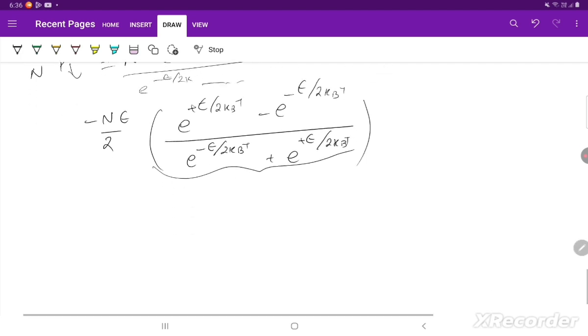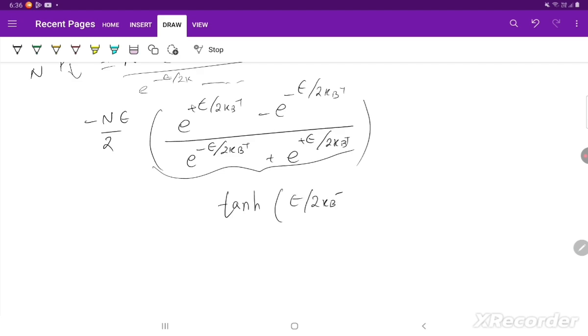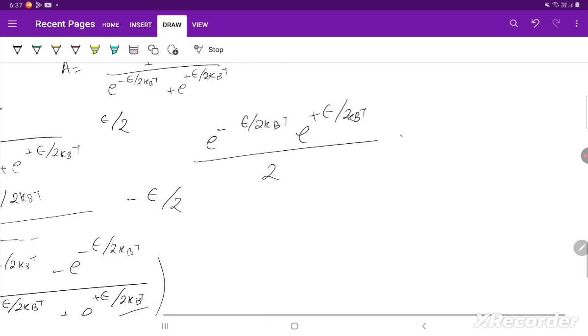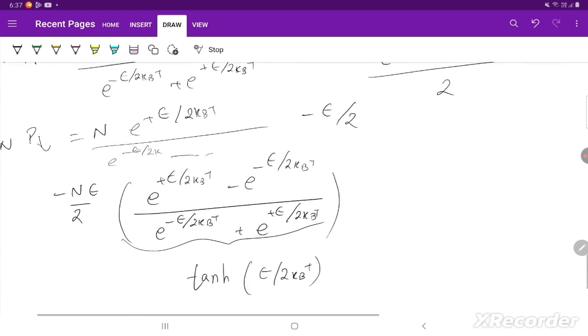So basically the second part is also done, and you know that this numerator upon denominator, this whole factor, is written as the hyperbolic function tanh of epsilon by 2 kBT. And this denominator, e to the minus epsilon by 2 kBT plus e to the plus epsilon by 2 kBT, divided by 2, is given as cosh of epsilon by 2 kBT. Basically hyperbolic functions, right? So this will come out to be Es.